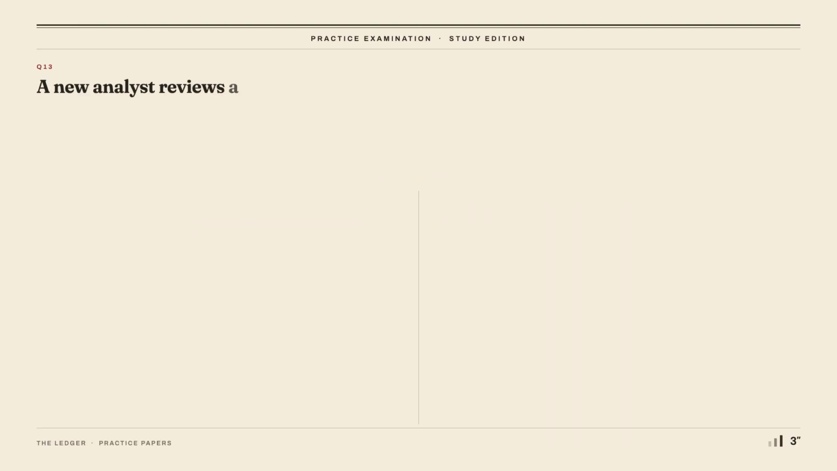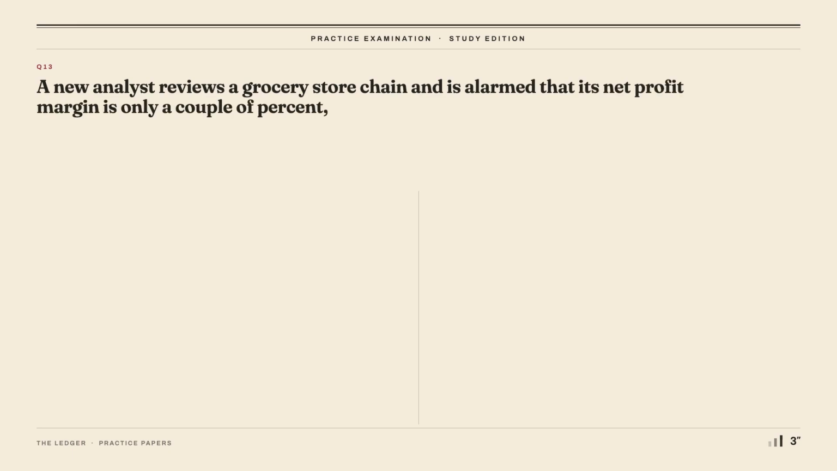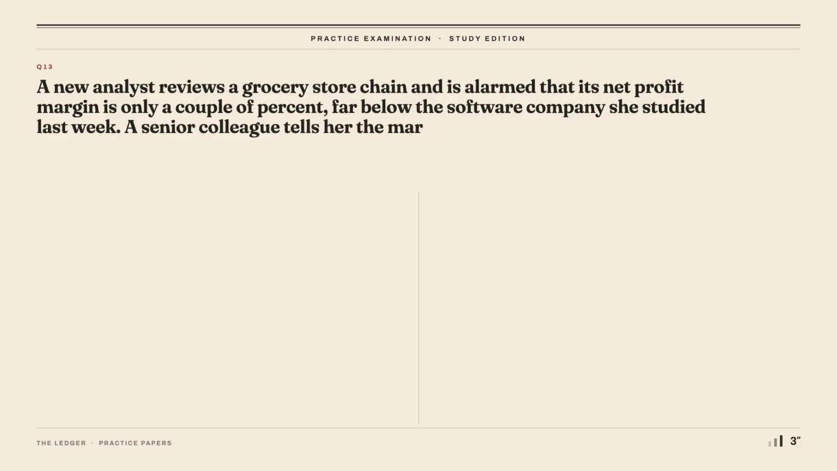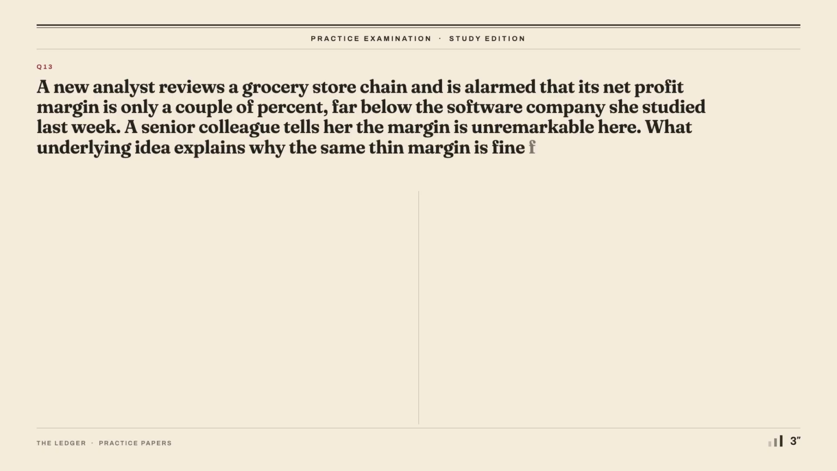Question 13. A new analyst reviews a grocery store chain and is alarmed that its net profit margin is only a couple of %, far below the software company she studied last week. A senior colleague tells her the margin is unremarkable here. What underlying idea explains why the same thin margin is fine for a grocer but would worry her about a software firm? Your options are: A.